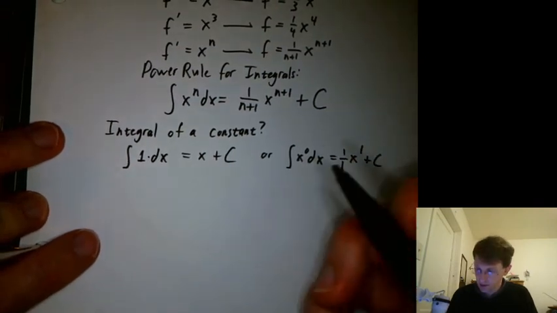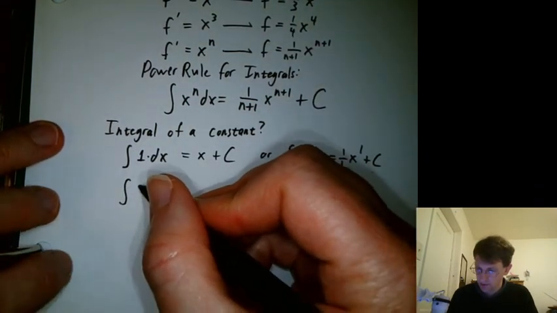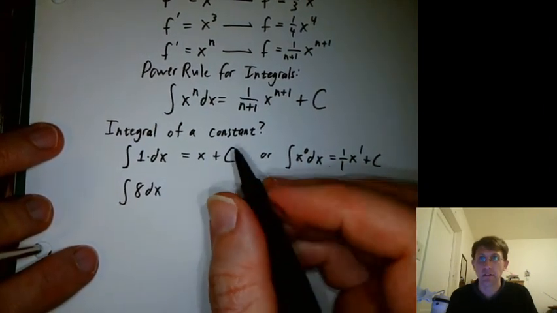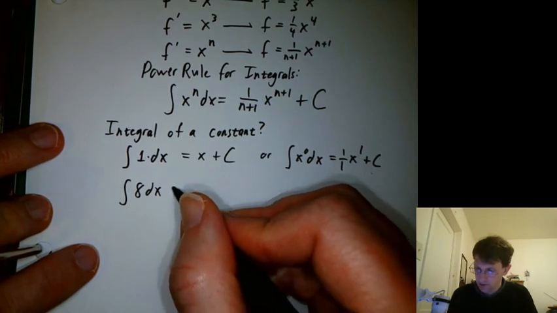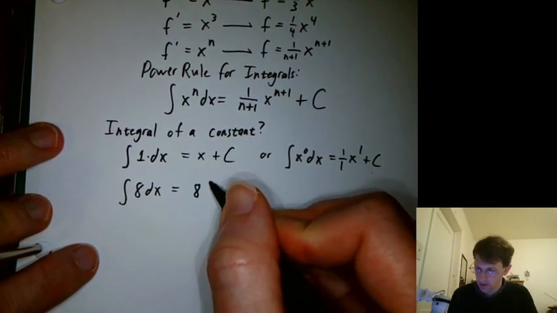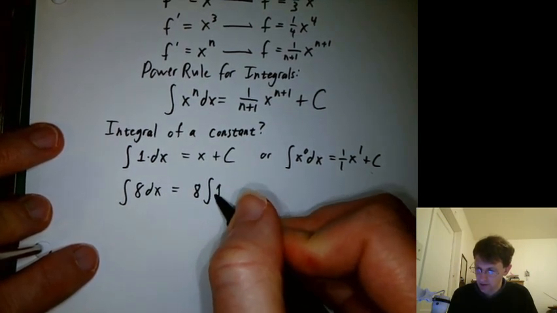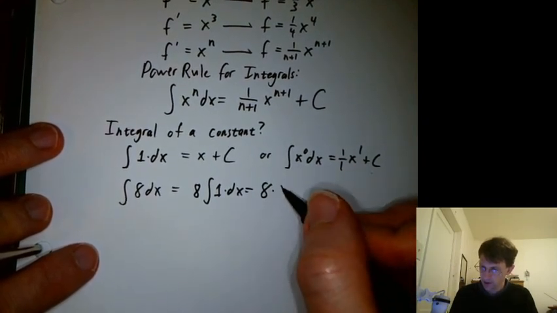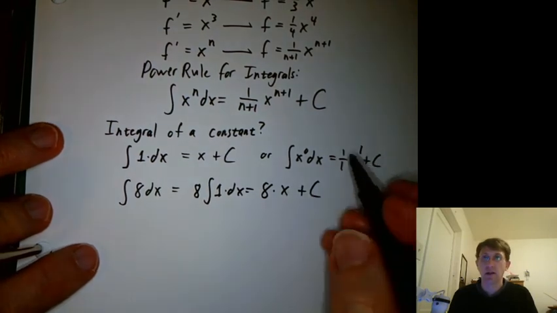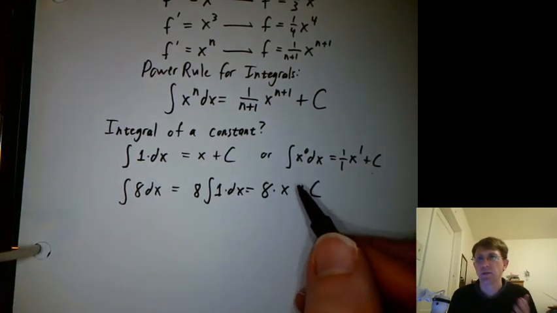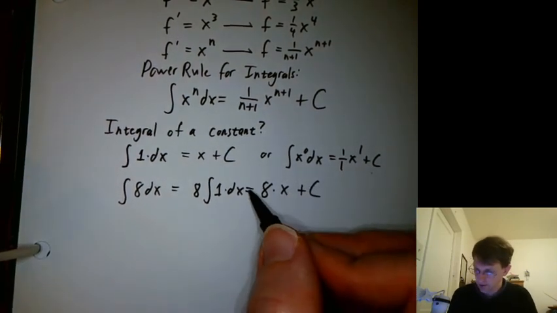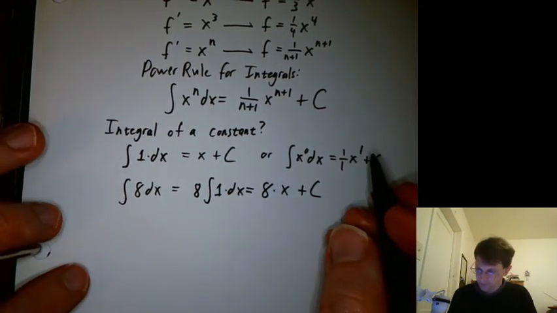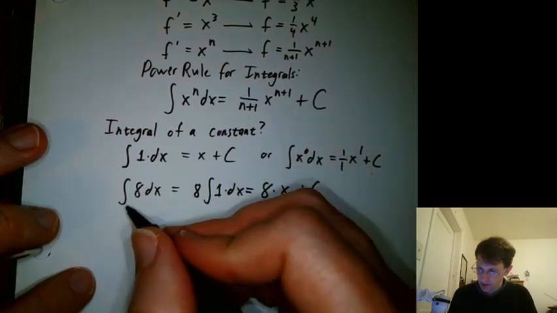How about the integral of something like 8 dx? What can you do with that? Well, you could write it as 8 times the integral of 1 dx. So it'd be 8 times x plus c. And again, I wouldn't worry about whether you're multiplying the c by 8 or not. We generally don't get that careful with it. That would be a fine way to do it.